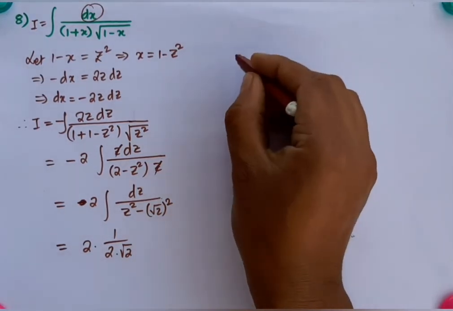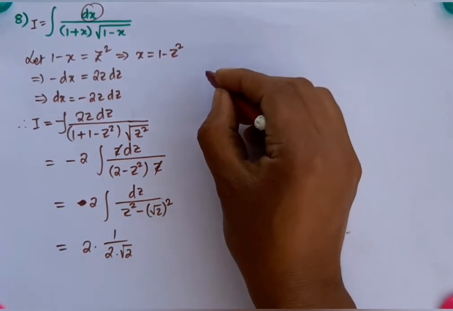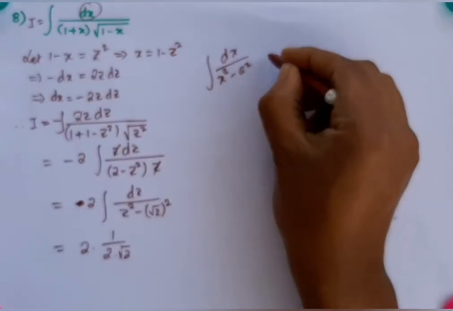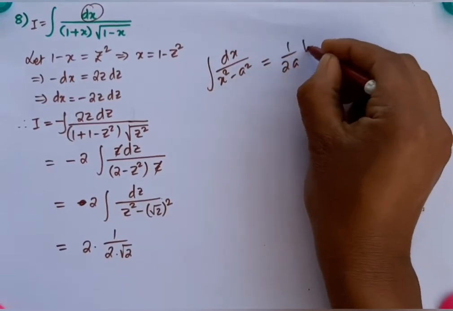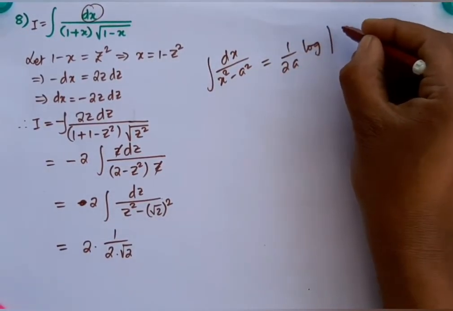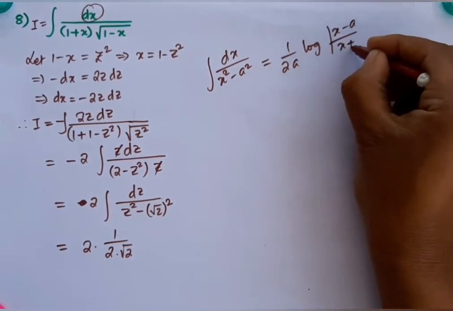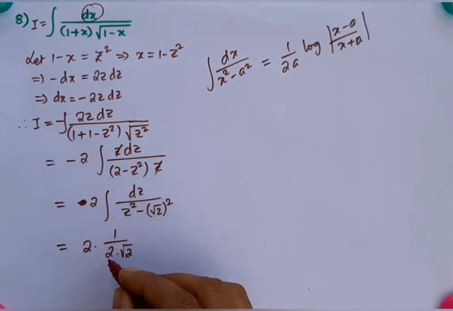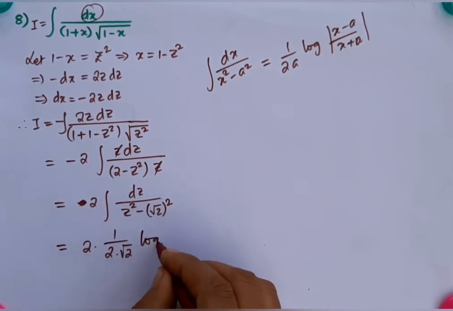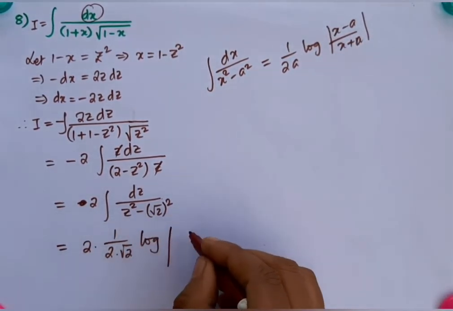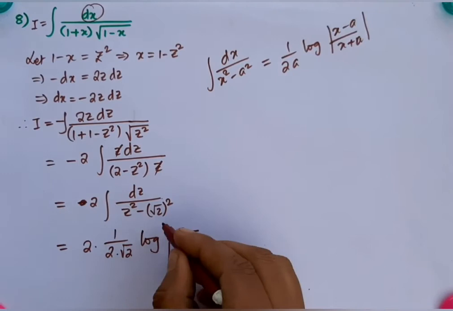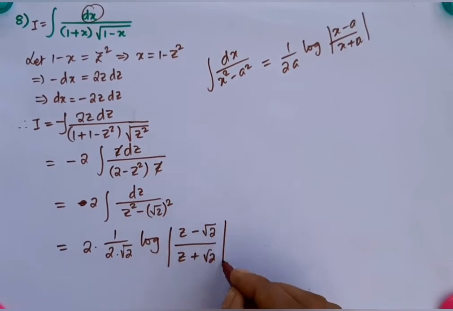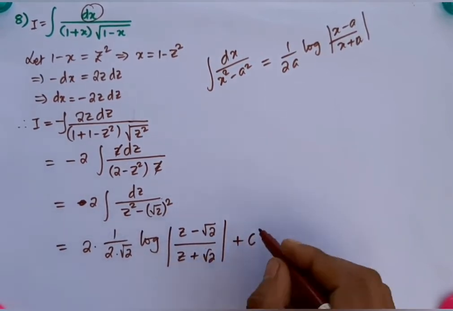Okay. Please remember the formula. Okay, so let me first write down the formula for you. So the formula is integral dx by x square minus a square is 1 by 2a log of x minus a by x plus a. So this is the formula that I am using here. So this is my x, this is my a. So 1 by 2a log, okay, x minus a. So x is z here. So z minus root 2 by z plus root 2. Okay, so we'll put a constant of integration, but we are not yet done.